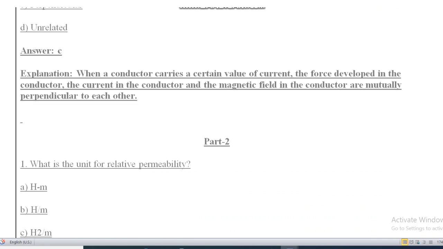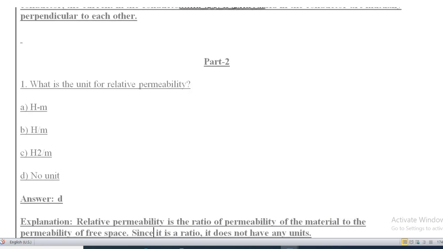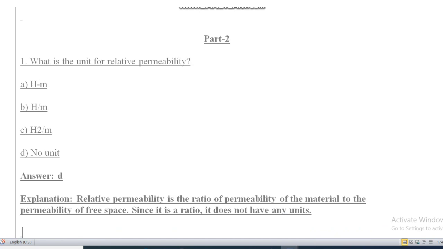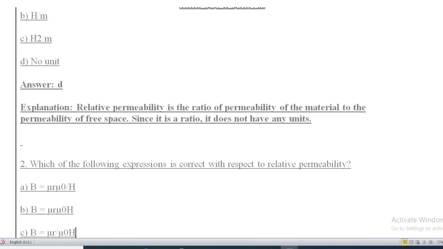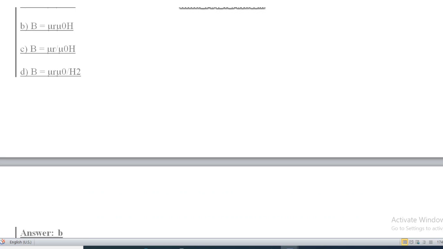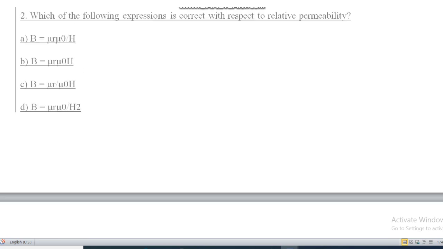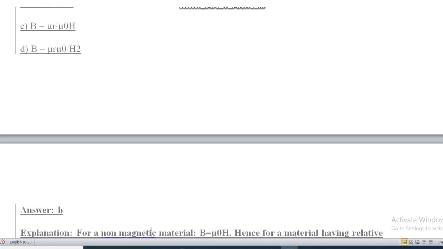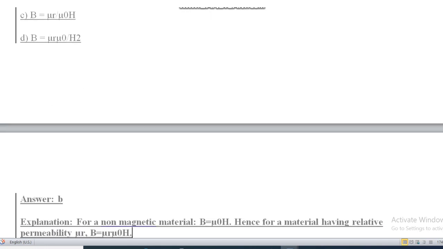You can read the explanation. What is the unit of relative permeability? D, that is no, there is no unit for relative permeability. Then which of the following expression is correct with respect to relative permeability? Four expressions are given and the answer is B.